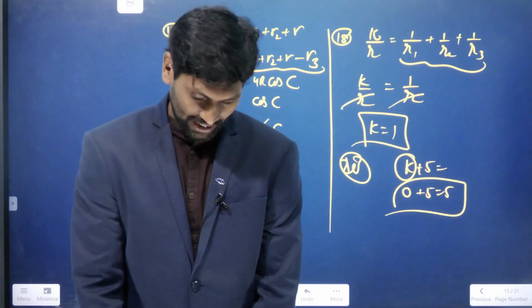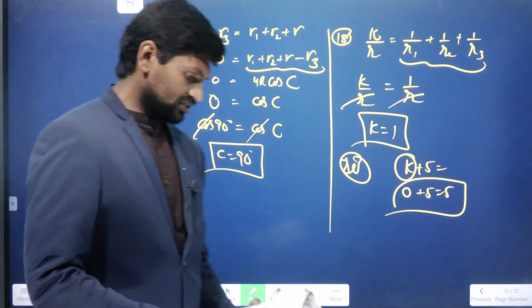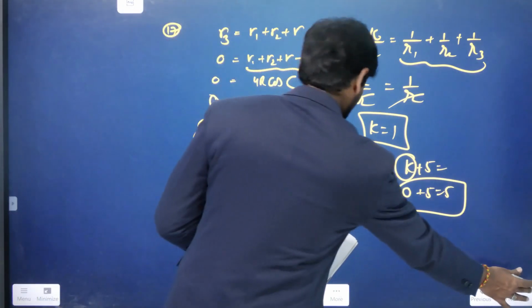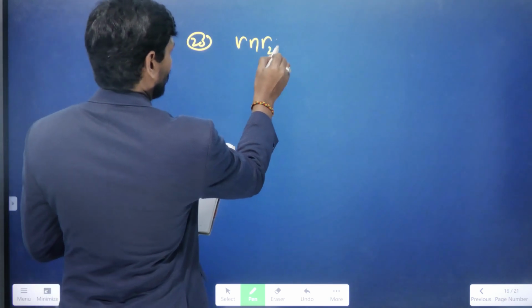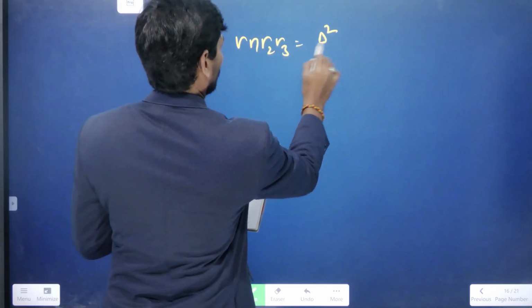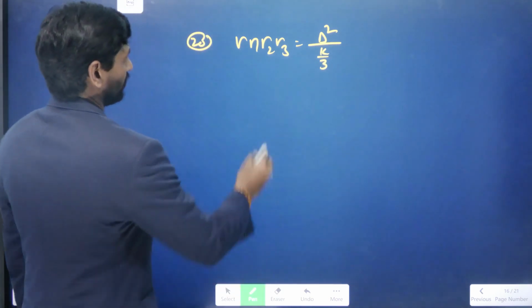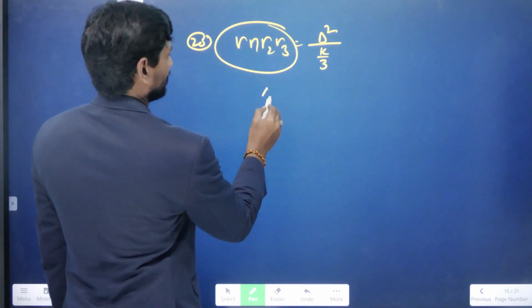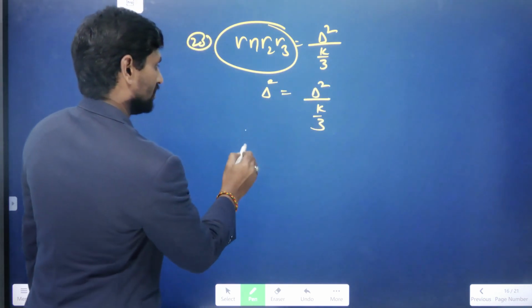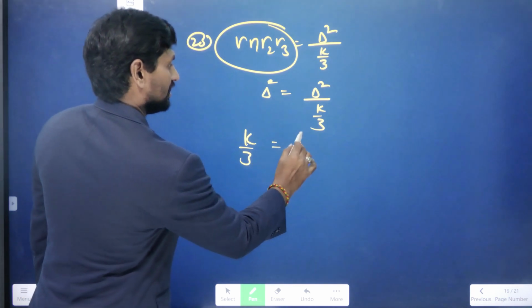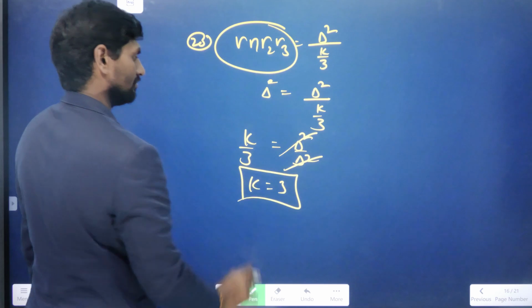Okay? So let us go to the problem number 21. And here also given that R into R1 into R2 into R3 is equal to delta square by K by 3. Find the value of K. But we know that R into R1 into R2 into R3 value is delta square. That is equals to delta square by K by 3. Transpose K by 3 and multiply. It is delta square by delta square. Cancel both of them. K is equal to 3.